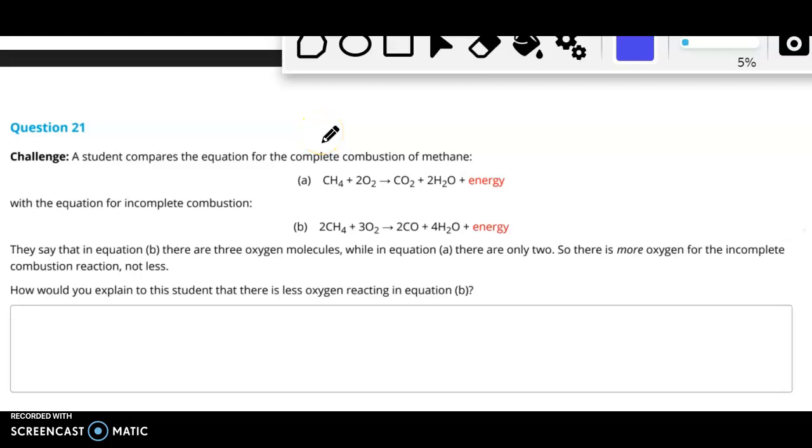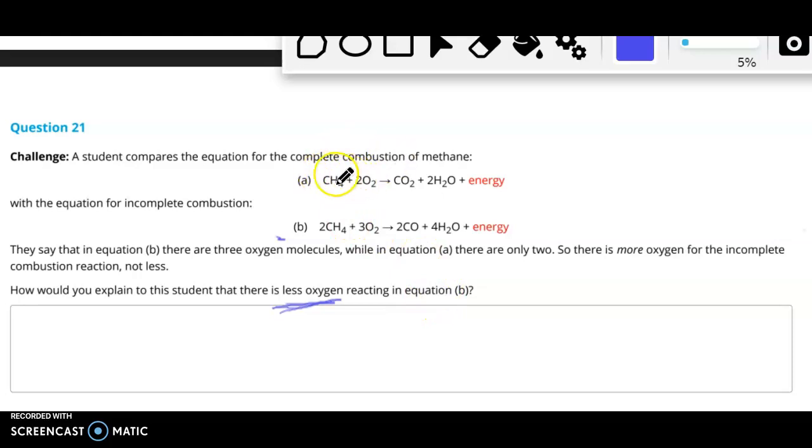Okay, hey everyone. I just wanted to explain question 21 properly again. For example, the first one is asking you why there is less oxygen reacting in the second equation, which is B.